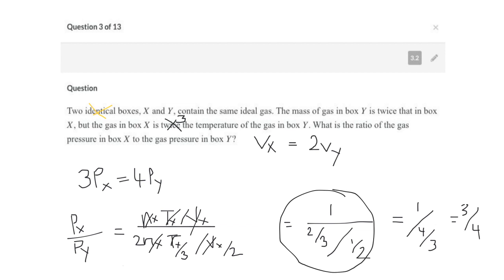And so now it's just maths. 1 over 2/3 divided by a half gives us 1 over 4/3, and that gives us 4/3.